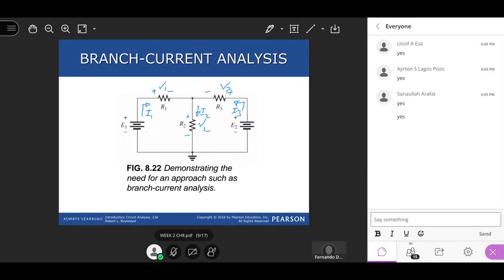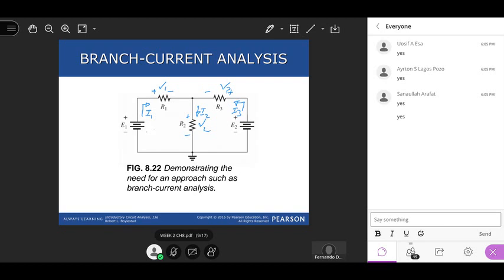And we know that V1 is equal to what? V1 is equal to I1 times R1 if we apply Ohm's law, right? V2 is equal to what? Is equal to I2 times R2. And V3 is equal to I3 times R3.